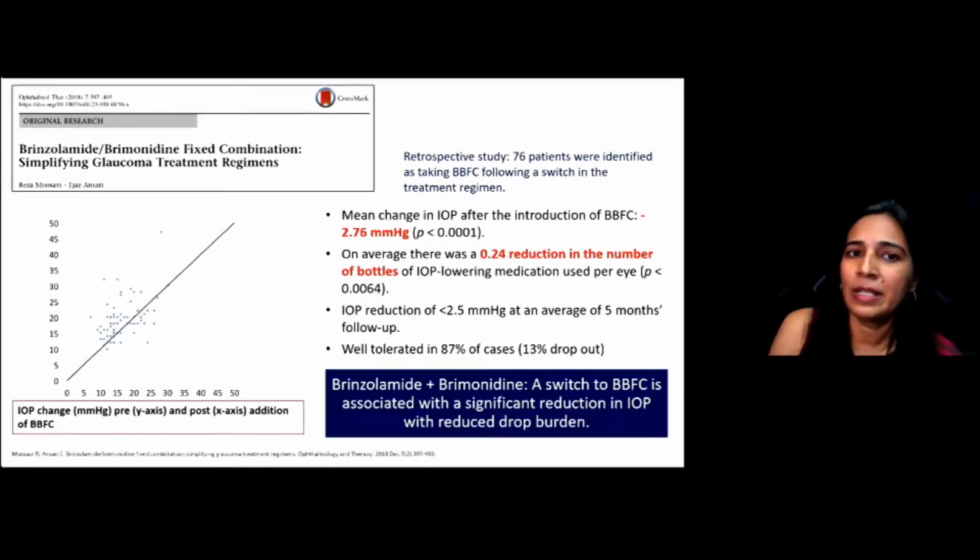In this particular study, Musavi et al. changed patients who had been switched for any reason, just like the big study we discussed earlier. The mean change in IOP after the introduction of BBFC was 2.75 millimeters of mercury, and there was a small reduction in the number of bottles of IOP-lowering medication per eye.